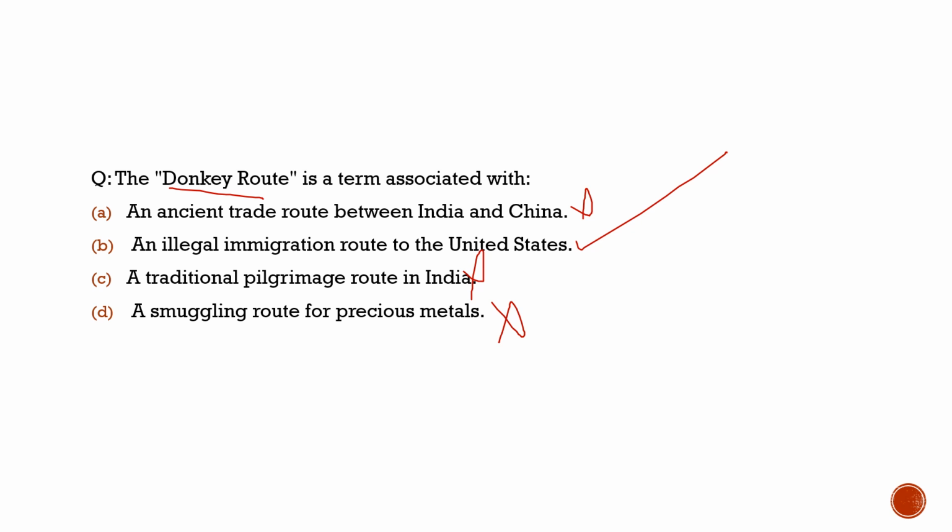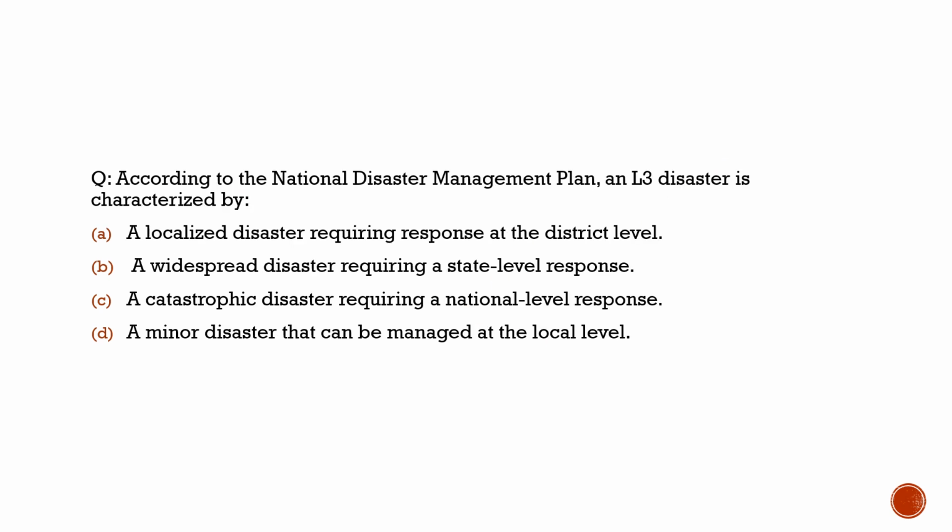Now with this, let's move to the current affairs. Let's see what the question says. According to the National Disaster Management Plan, an L3 disaster is characterized by. Why are we discussing this L3 disaster? Because the Kerala government has asked the central government that the violent disasters which happened there be put into the L3 category of disaster. So they want those disasters to be equated with L3 disasters. And what is the reason to get this L3 disaster category status? So that they will attract more funds. So with respect to this L3 disaster, we need to understand what it means.